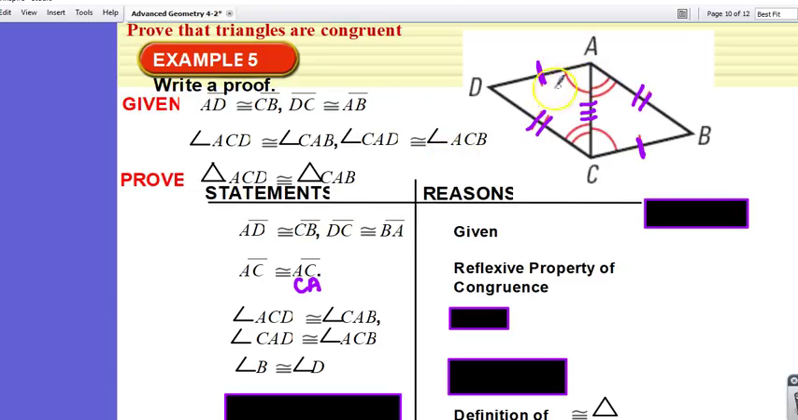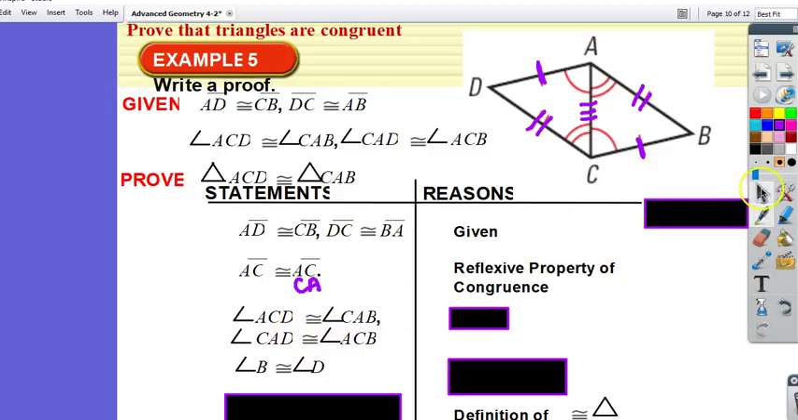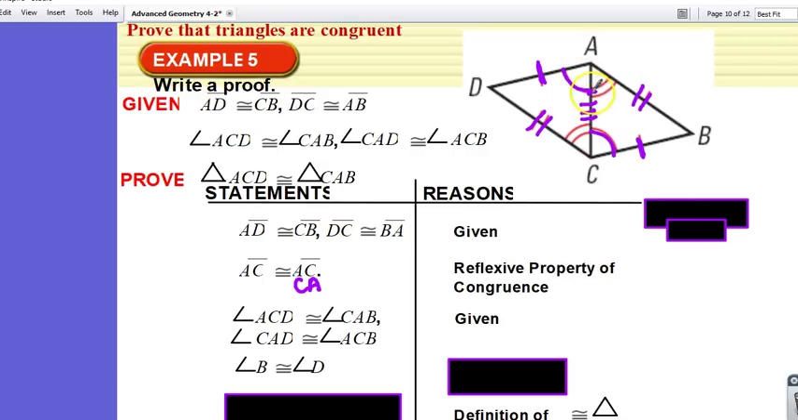Well, here's a given, right? These two sets of angles were given. So they gave us that this and this are equal. They gave us that this and this are equal, right? Those are the other listed givens. So now we know that angle B is congruent to angle D. How do we know that?